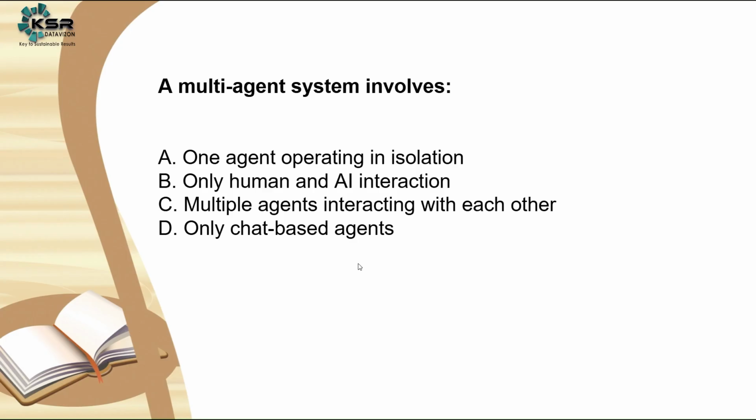To be crisp, an AI agent is a system that can plan autonomously and take actions to meet goals.